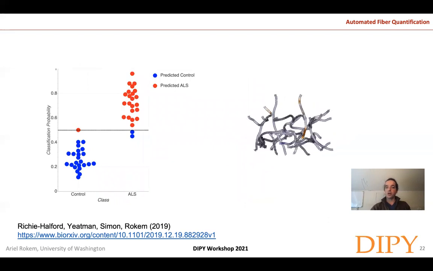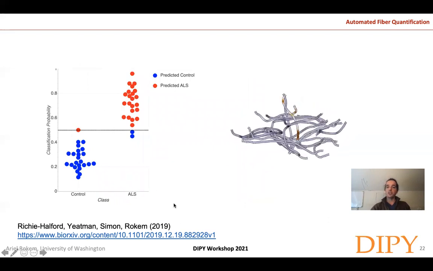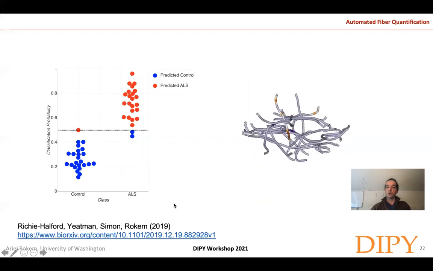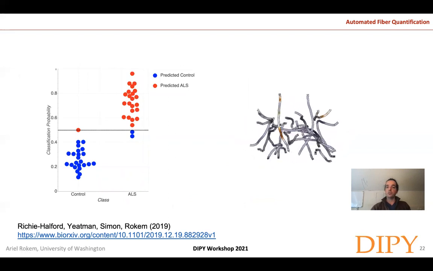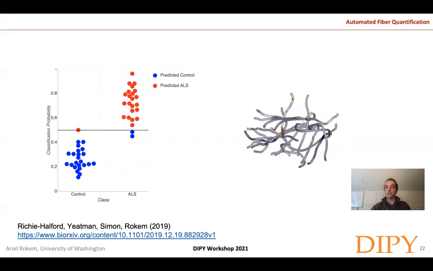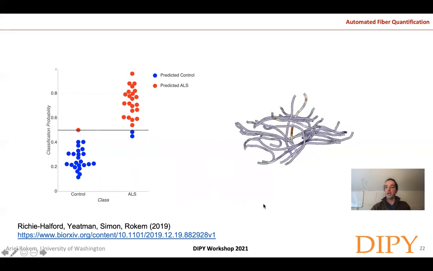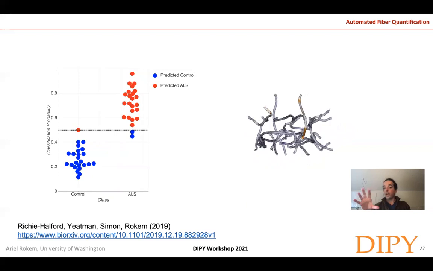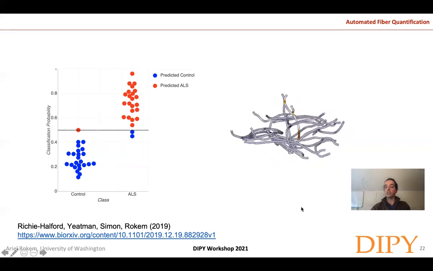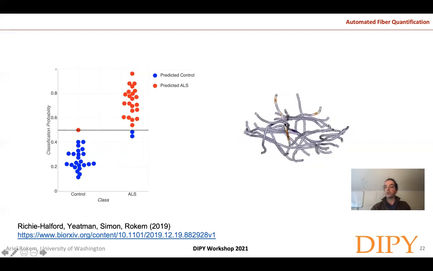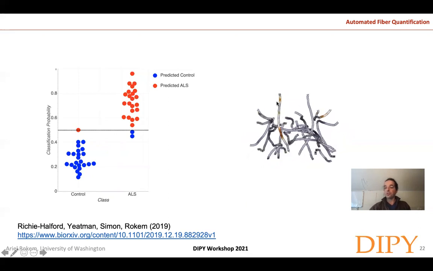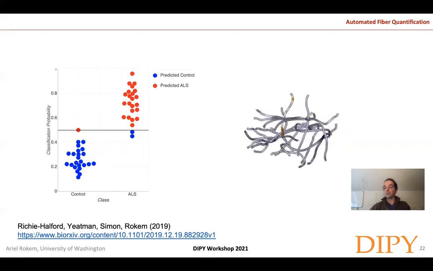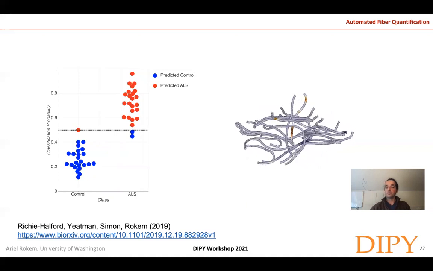For example, here are the results from that ALS data set that I showed you before. The model predicts quite accurately who has ALS and who is a control. And very nicely, the beta coefficients, the weights in the logistic regression here, are mostly on the corticospinal tract, which is where we know that there are the main differences between these two groups.